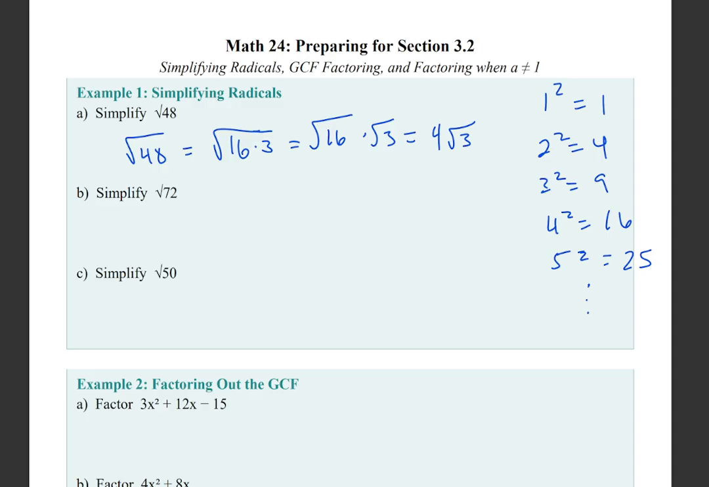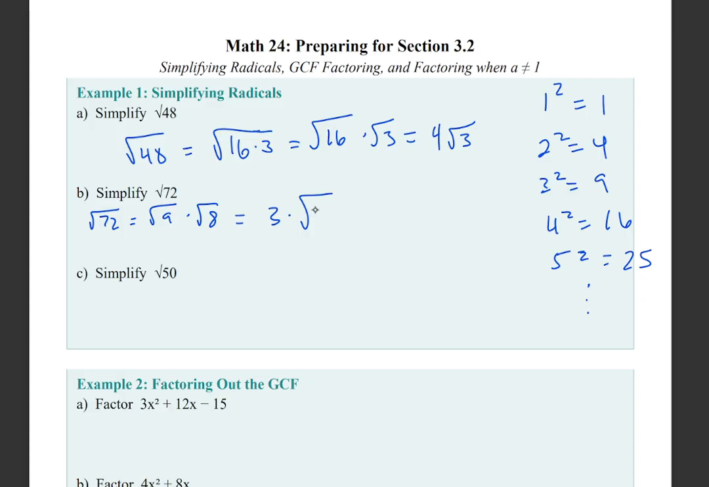Now looking at 72, well, 72 is divisible by 9. So we could write root 72 as root 9 times root 8. I like to just go ahead and break up the square root right away as we're breaking 72 into its factors 9 and 8. So I look at 9 and I go, oh, well, the square root of 9 is just 3. And then I look at the square root of 8. Well, the square root of 8 is divisible by another square. So we're going to break that one down in an extra step.